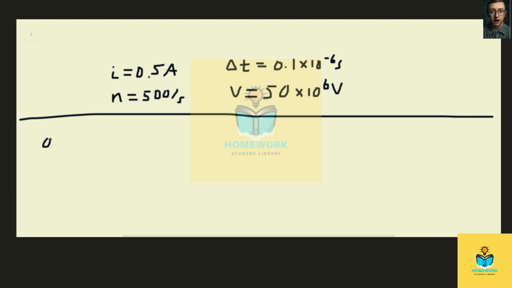For part A, it wants to know how many electrons are accelerated per pulse. Okay, so we can do that first, part A, using the fact that the charge Q that flows past any cross section of the beam in a time delta T is given by Q is equal to I T. So we can write that out. Q is equal to I delta T.